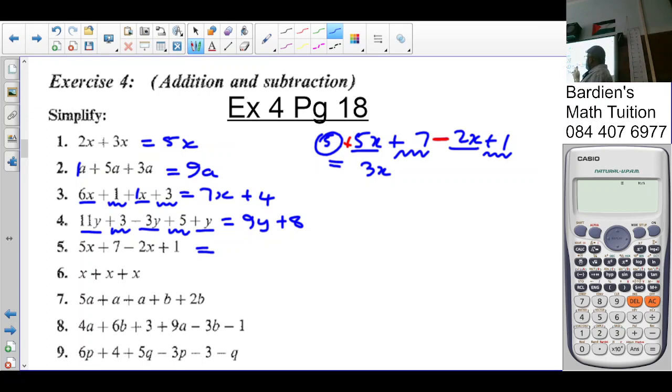Now you see this 7 is positive. This 1 is positive. So it's going to be 7, positive 7, plus 1. What's 7 plus 1? 8. Do not get confused with that minus. Many learners get confused and say it's going to be 7 minus 1. No. The 1 is positive. So it's going to be 7 plus 1, which is 8.